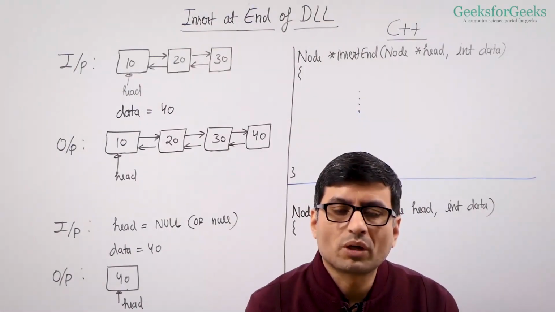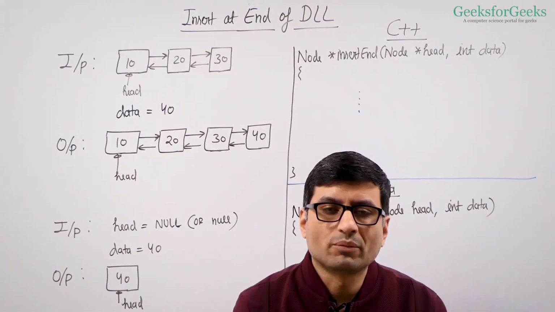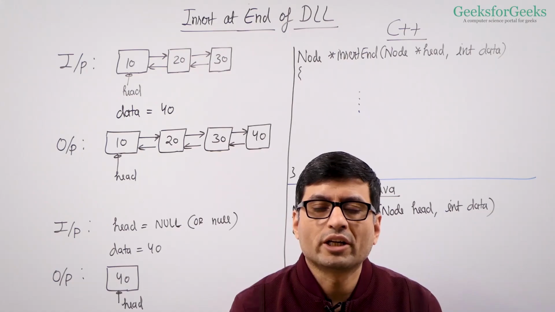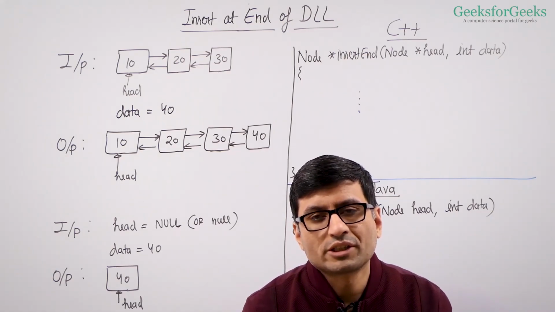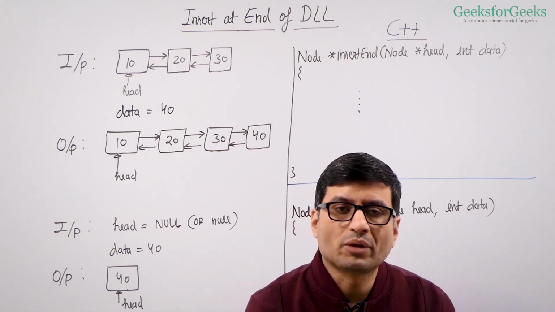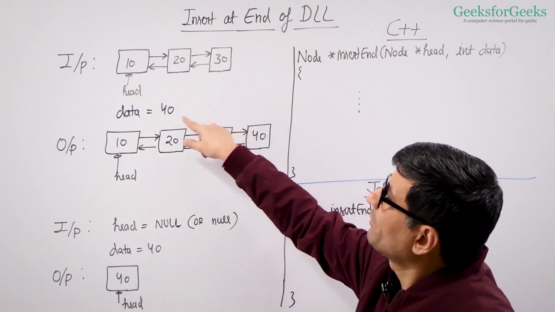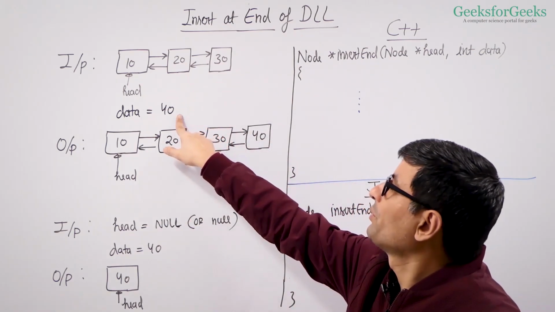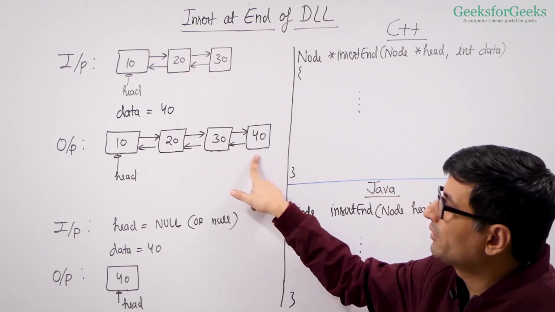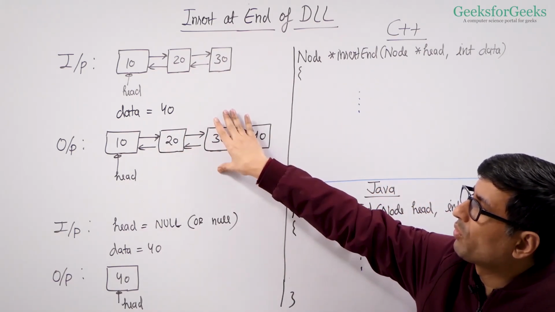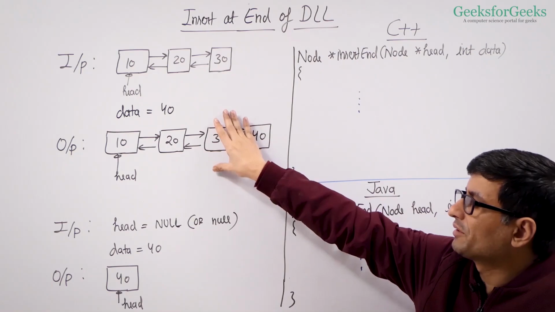Let us talk about this problem. We are given a doubly linked list and a data item. We need to insert this data item at the end of the doubly linked list. So we have this doubly linked list and we have data item as 40. We want to insert this 40 at the end, right? So this is the required output from this function.